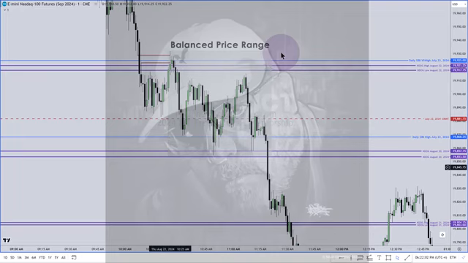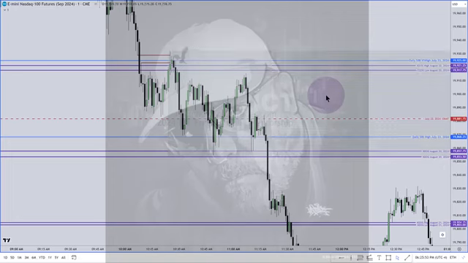Just look at FOMC, just look at non-farm payroll, look at CPI, PPI, those types of events. You always want to trade after those news drivers because you don't know what they're going to do at the time of delivery at those high impact or medium impact news drivers. So whenever you have a balanced price range, you want to extend that throughout the day.